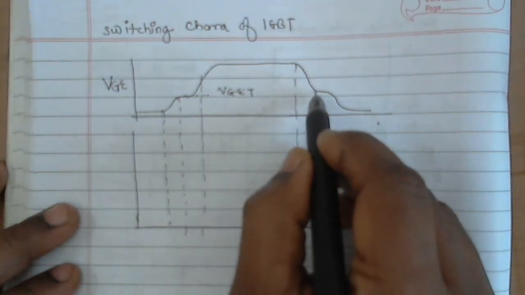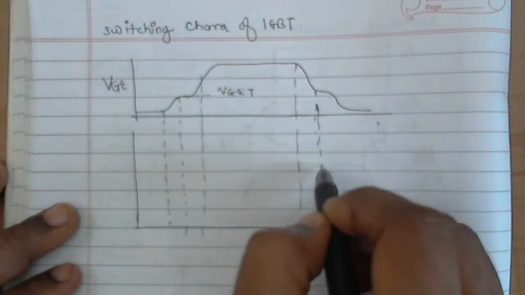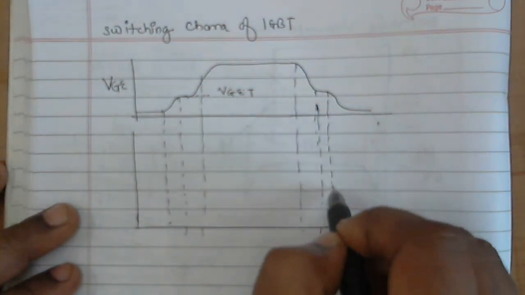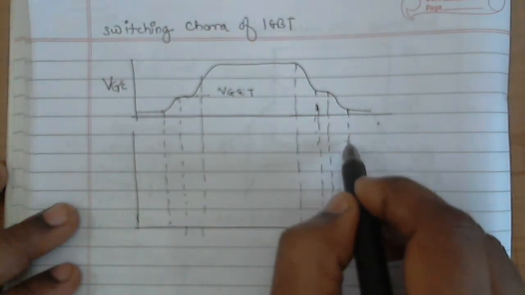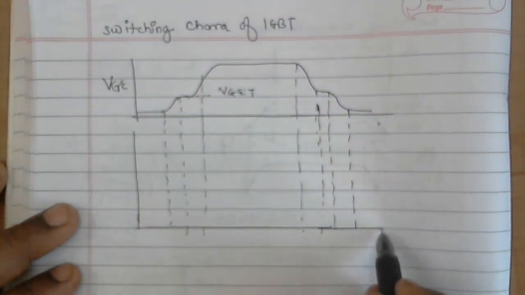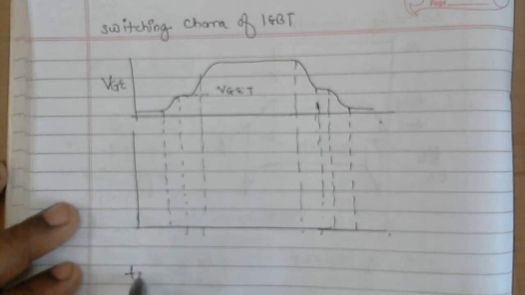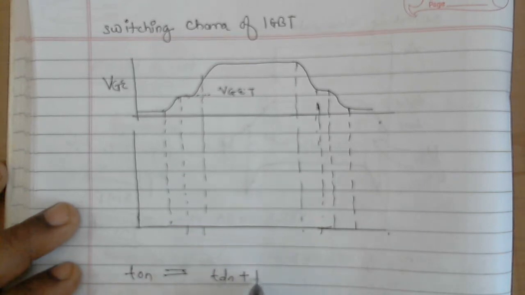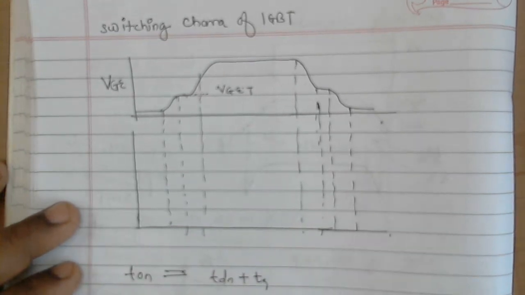Here, same. This is the threshold voltage. I will tell you what it is, which I have just drawn. So its on time, T on, is divided into two different times, that is the delay time and the rise time, TDN and TR. So what is TDN and TR?